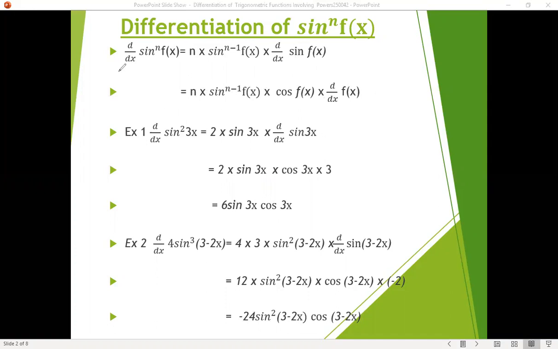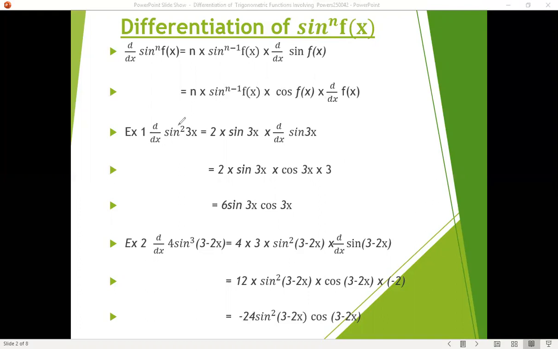So I repeat, differentiation of sine to the power of n fx is n multiplied by sine to the power of n minus 1 fx. The derivative of sine fx is cos fx multiplied by the derivative of fx. So let us try now to apply it in some questions.